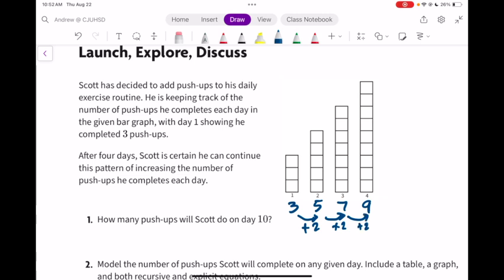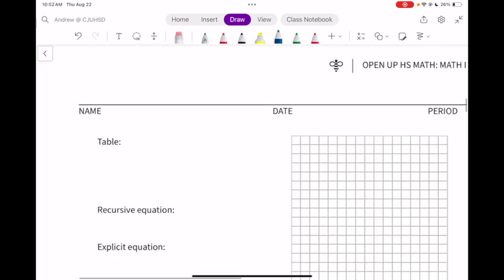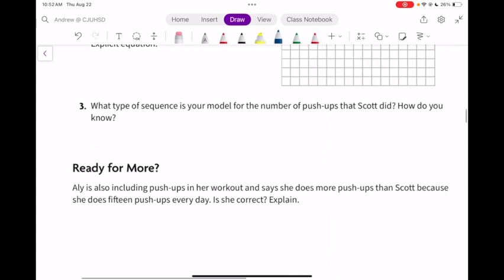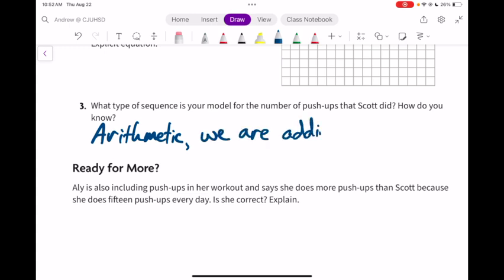And since we are adding 2 every time, that tells us what kind of a sequence we have. This is an arithmetic sequence. That's what question number 3 is asking. What type of sequence? It's arithmetic. How do I know? Because we are adding 2 each time. This number 2 is called the common difference. We'll look at that in our wrap-up section.